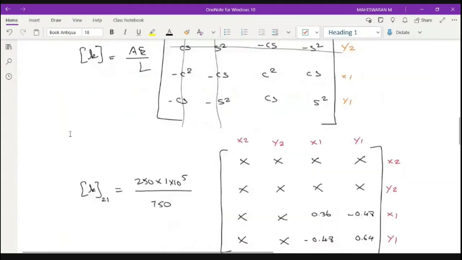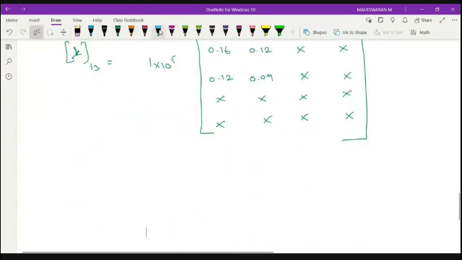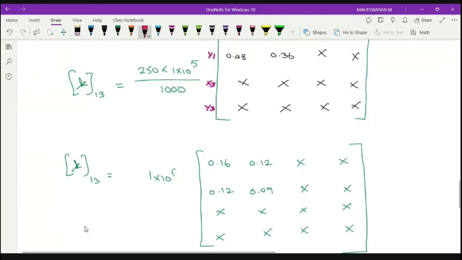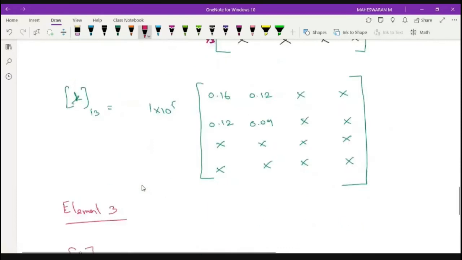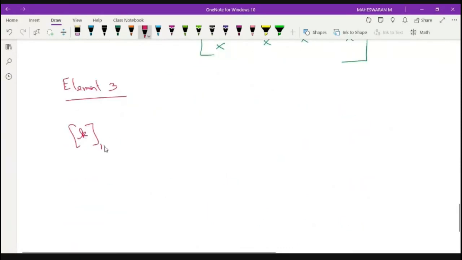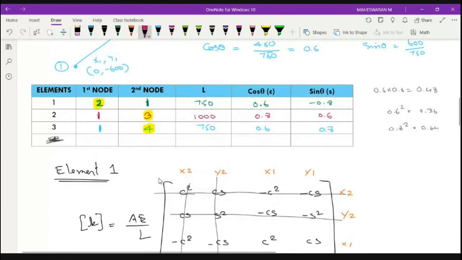Right. So when I go for element 3, you know what the formula is. Let me consider element 3. So we know we are going to connect this by using two nodal points. What are the nodal points? It is connecting 1 and 4. So 1 and 4 are the two nodal points. Is equal to your common term, which has no change, right? So it is AE by L. So L is 750.